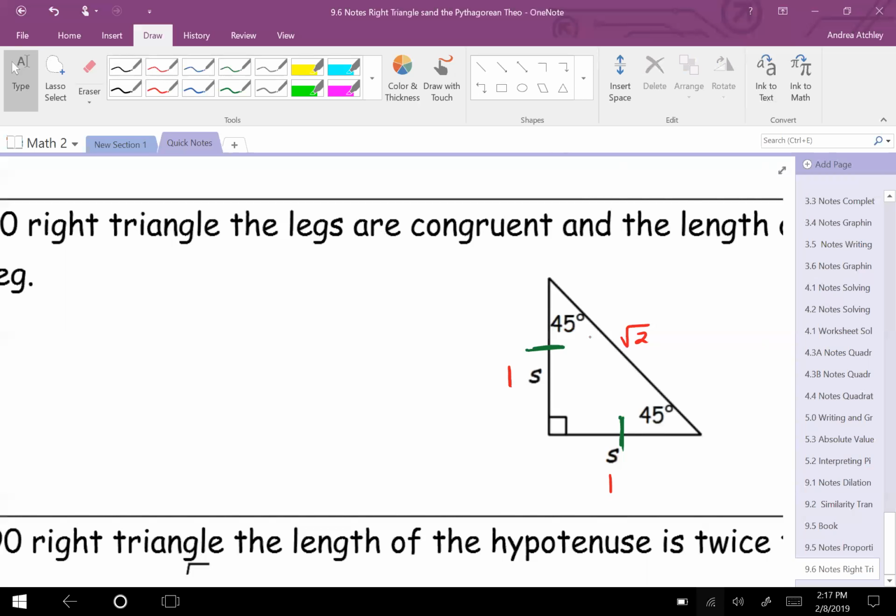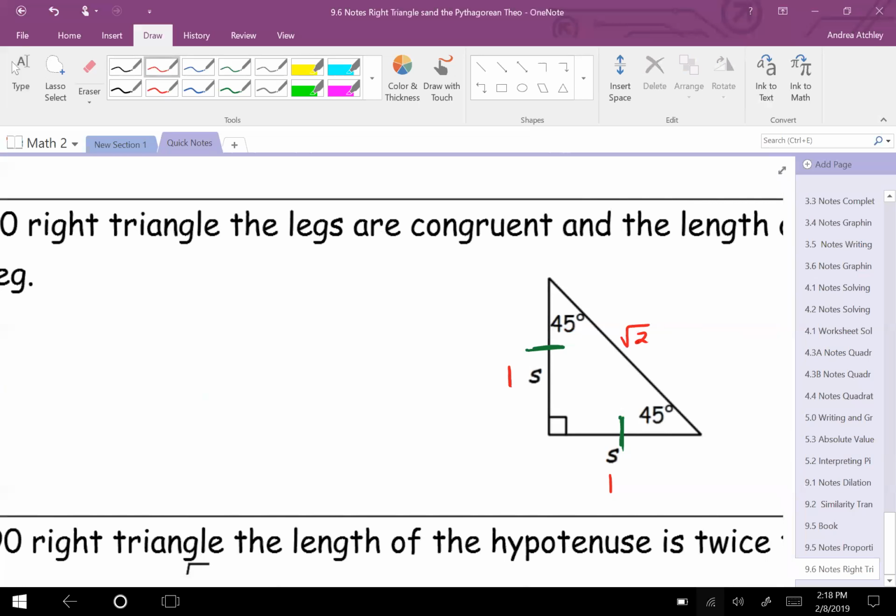Okay. If this is 8, the length of the leg is 8. What's the length of the hypotenuse? 8 times square root 2. Okay, if this side is 10, what's the length of the hypotenuse? 10 times square root 2. If it's 7.5, what's the length of the hypotenuse? 7.5 times square root 2.